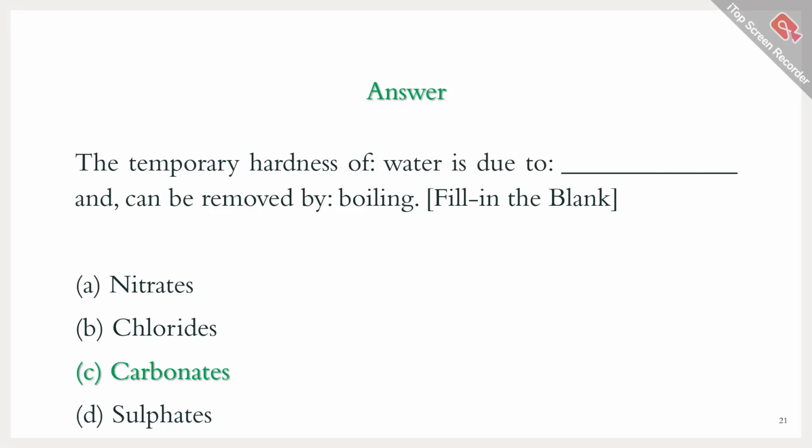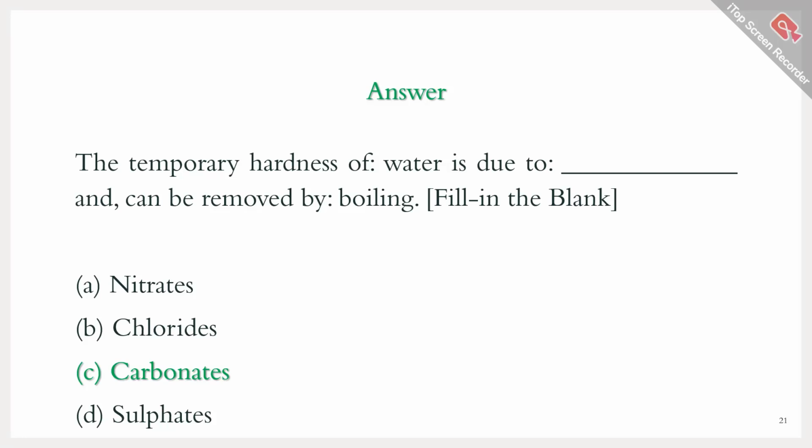or calcium sulfates or magnesium sulfates, or it may be nitrates, chlorides also. But all the other types of anions, they cause permanent hardness in the water.